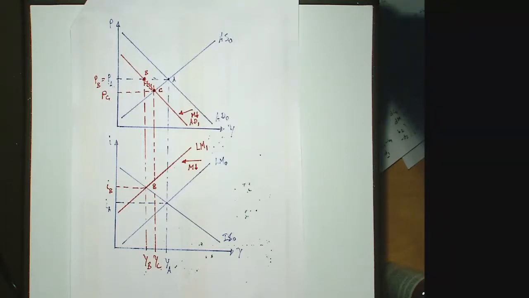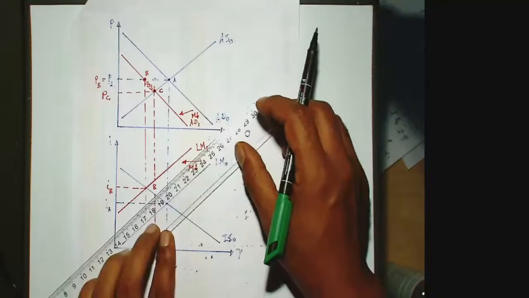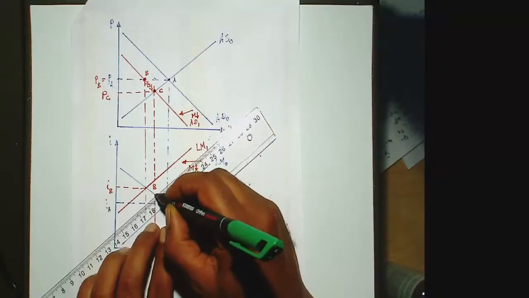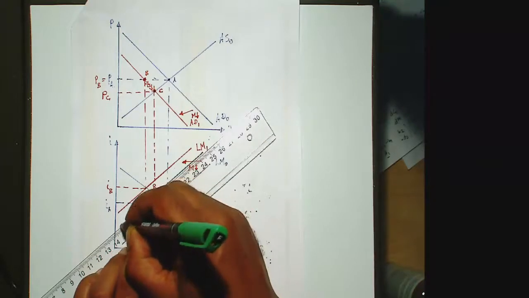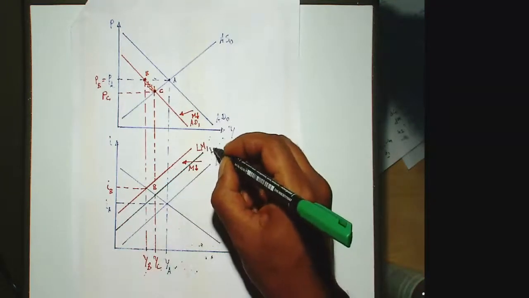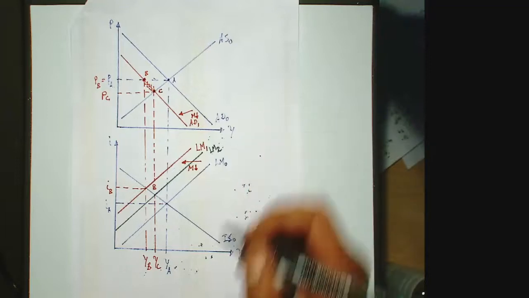So at point C, we can also see that there is a reduction in price from PA and PB to PC. The reduction of price, as we have seen earlier, would impact our real money supply, which is given by the formula M divided by P. If there is a reduction in price, our M divided by P would increase. So this is again indicated by an increase of LM curve from LM1 to a new LM curve, LM2.